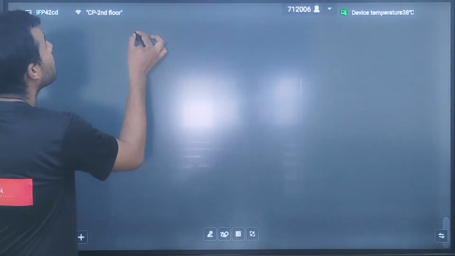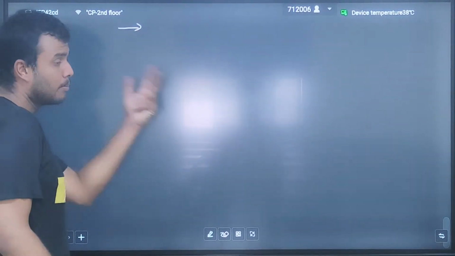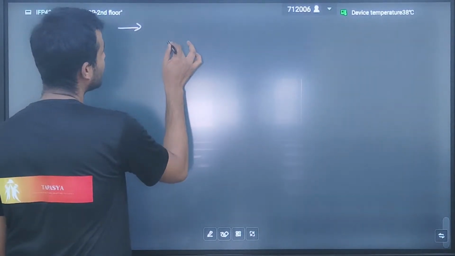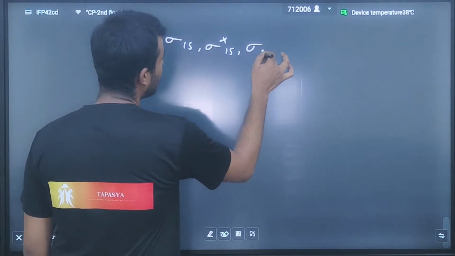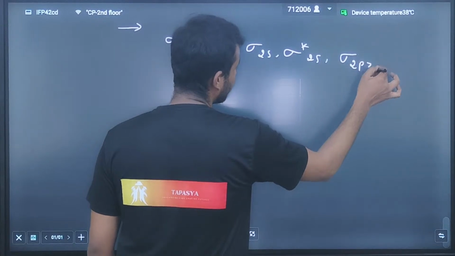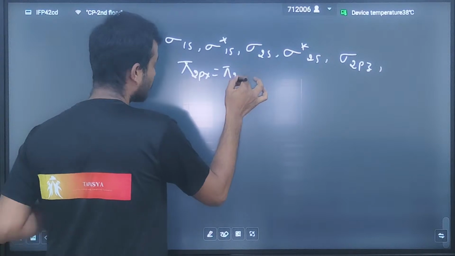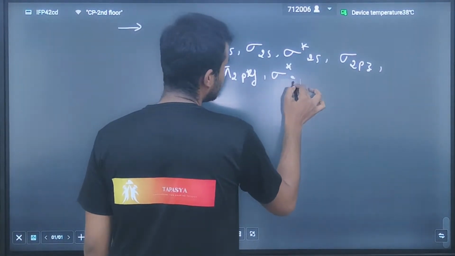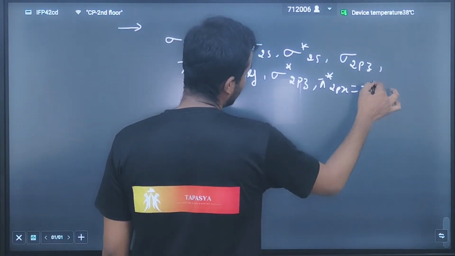My dear students, in the case of MOT, we must know about the electron representation, bonding orbitals and antibonding orbitals. The electronic configuration is sigma 1s, then this is the order: sigma star 1s, sigma 2s, sigma star 2s, sigma 2pz. Then after that pi 2px equal to pi 2py. Then after that sigma star 2pz. Then pi star 2px equal to pi star 2py.